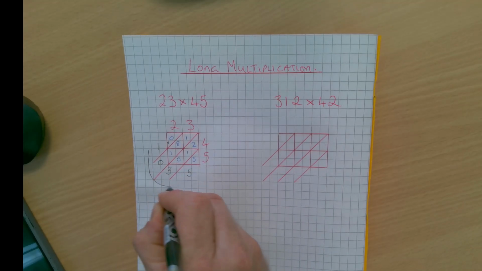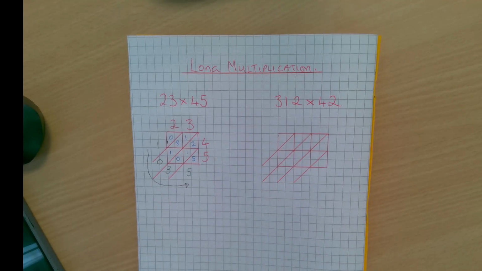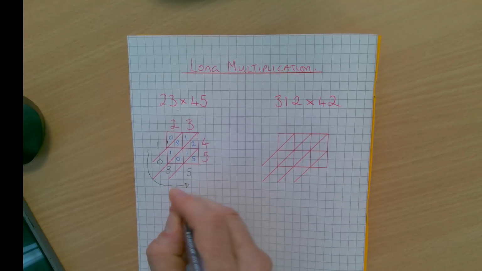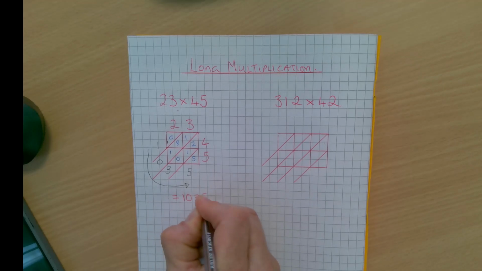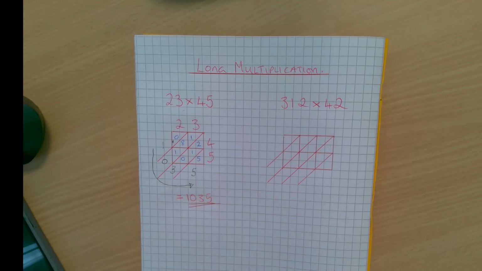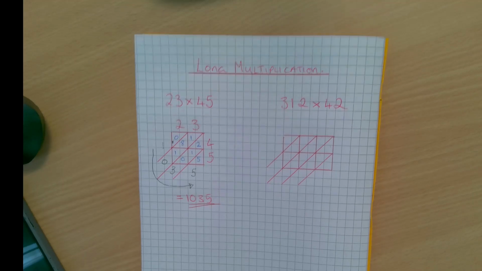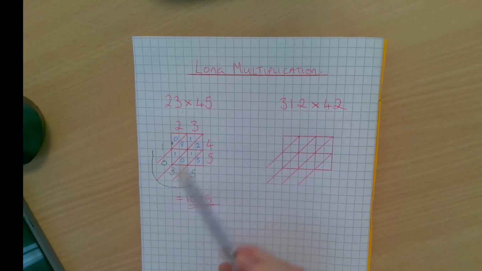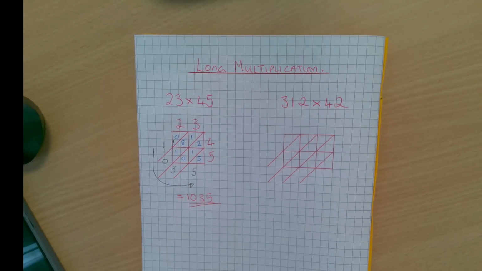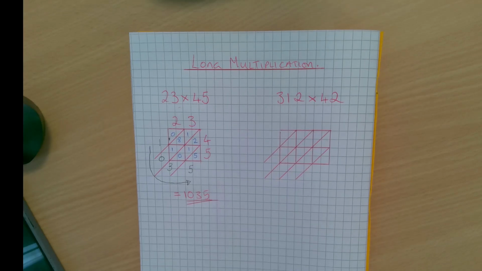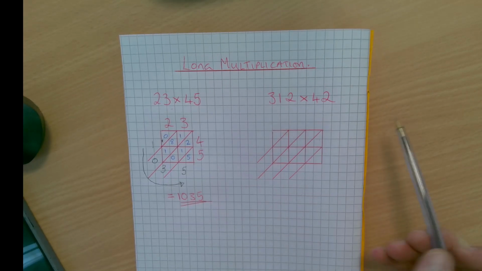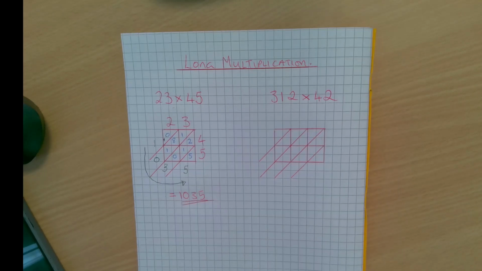Now these numbers here in that order is the answer to the question. 23 times 45 equals 1035, and that will work every single time, and all we've done is multiply single digit numbers and then add up the correct diagonal columns. Okay, now if you want to pause the video, please go ahead and try some of them. Otherwise I'm going to carry on now and do one with a slightly larger number, 312 times 42.